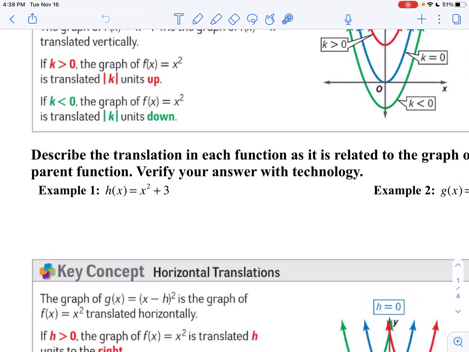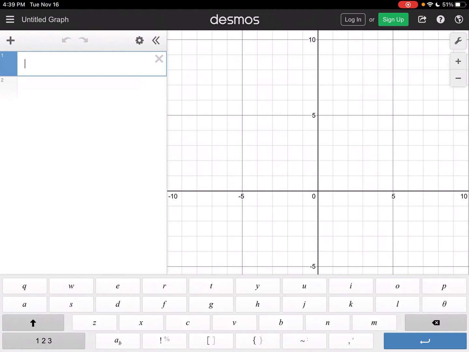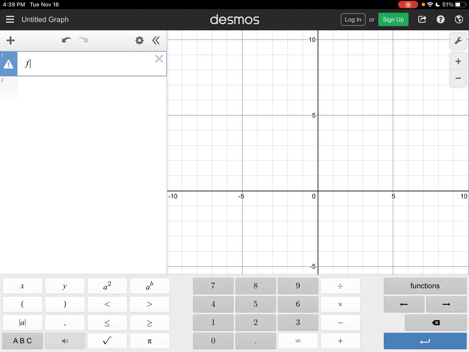So I notice here, I've got h of x equals x squared plus 3. I'm adding the 3. So I'm thinking my parabola is going to be up 3 from its parent function. So let's do that with Desmos. I'm going to go into Desmos and type in my parent function. I'm going to say f of x equals x squared.